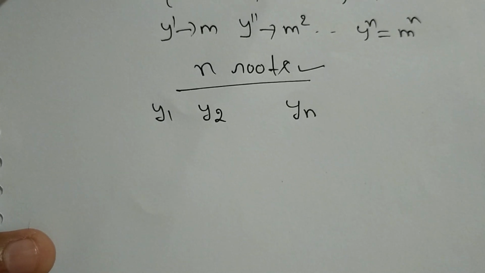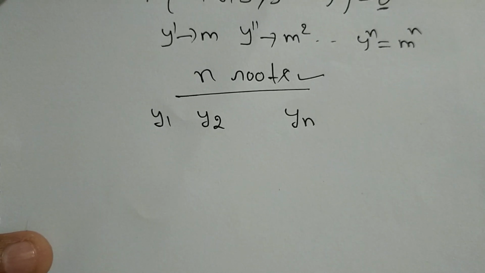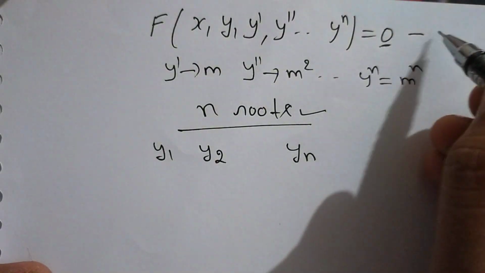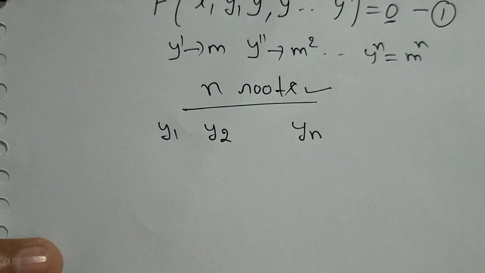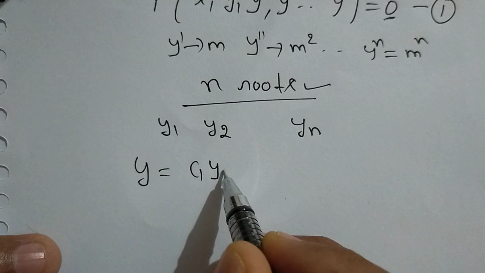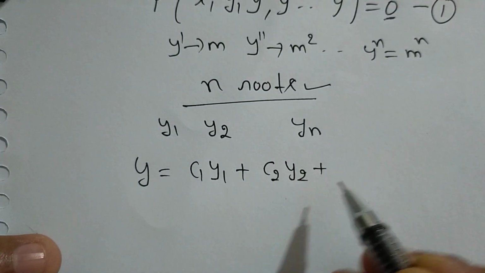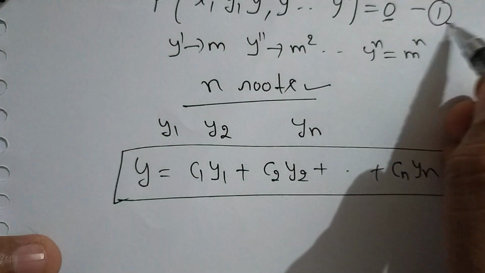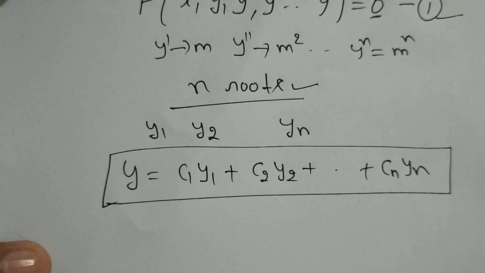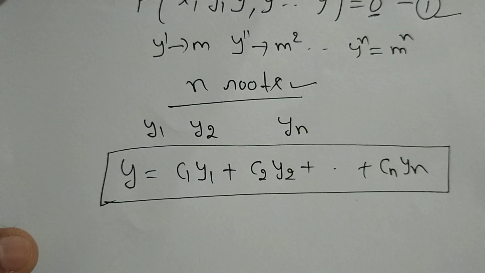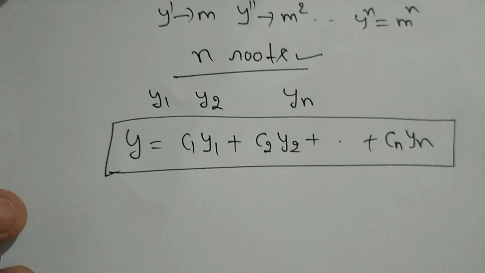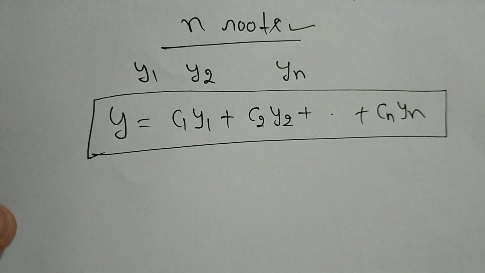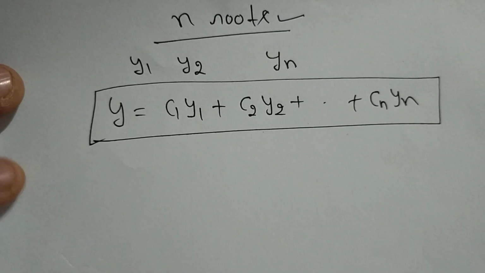By using the principle of superposition, if y1, y2, yn are independent solutions of this equation 1, then y equal to c1 y1 plus c2 y2 plus cn yn is also a solution of this differential equation. This is the principle of superposition, provided y1, y2, yn are independent solutions. So what is an independent solution? Let us have the definition of independent solution.